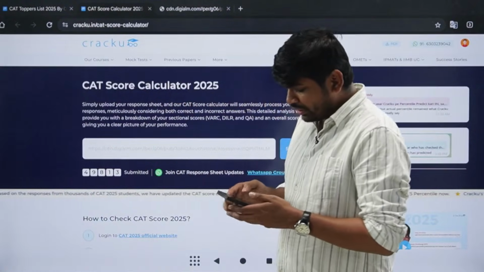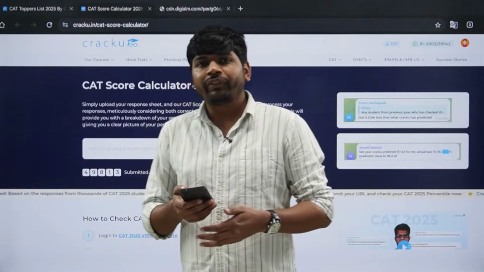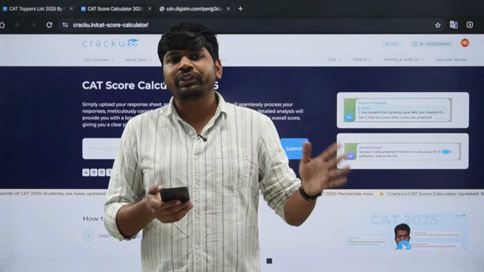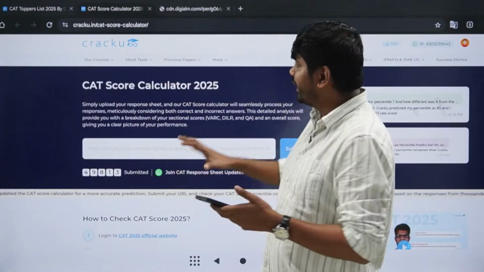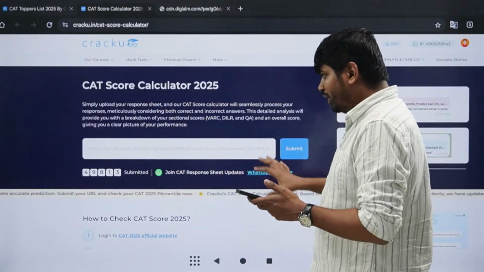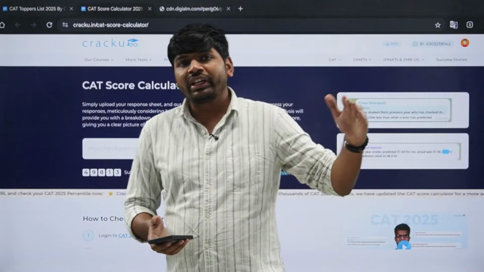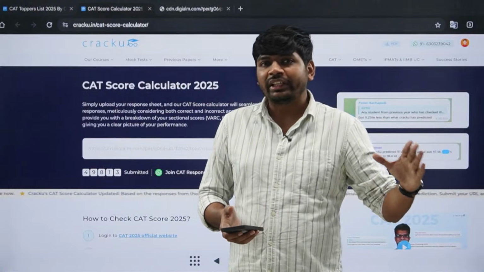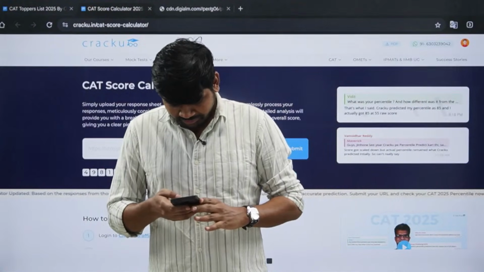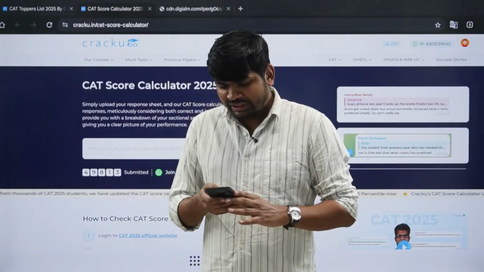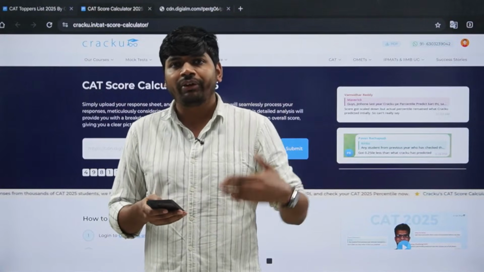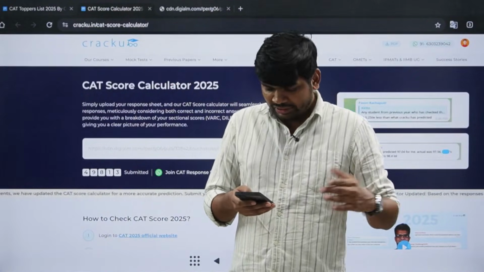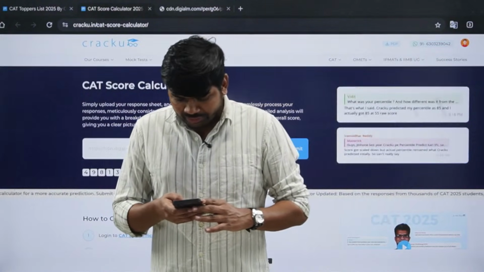103 raw score. It is above 99.5 for sure, nearly 99.6 or 99.7. You can check exactly by uploading your response sheet here. You will get your section-wise expected percentile based on your raw score. Yes, we consider the IIM normalization formula, and we did the percentile scaling only on that.